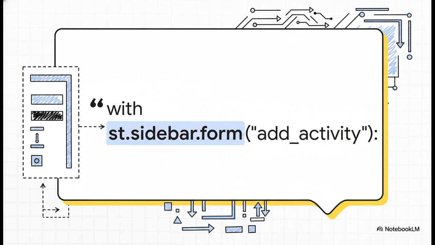This one line of code basically tells Streamlit, hey, I'm creating a form and I want you to stick it in the sidebar. And then any input fields you write after this line automatically become part of that form. The code almost reads like plain English, describing exactly what it's doing on the screen.